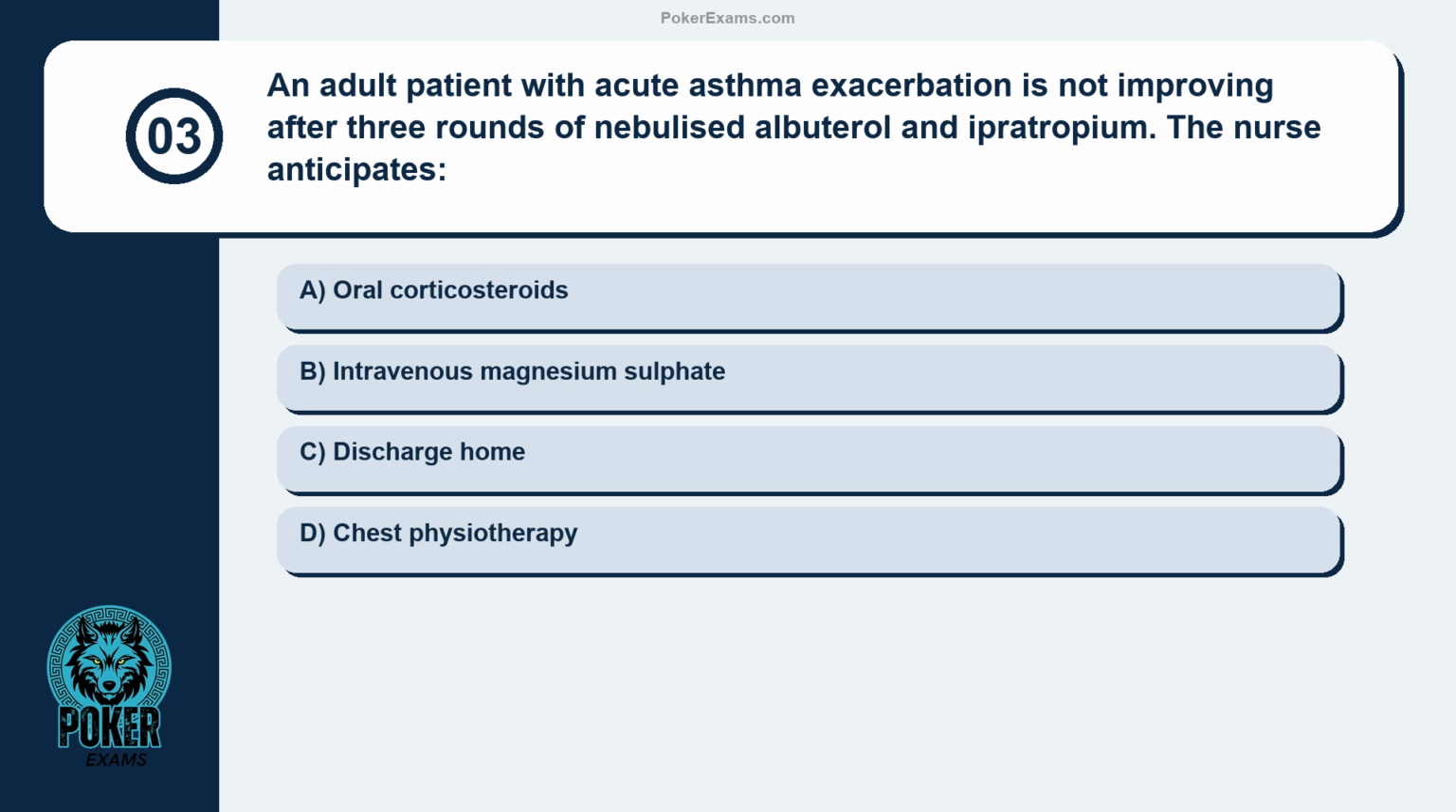Question 3. An adult patient with acute asthma exacerbation is not improving after 3 rounds of nebulized albuterol and ipratropium. The nurse anticipates oral corticosteroids, intravenous magnesium sulfate, discharge home, chest physiotherapy.